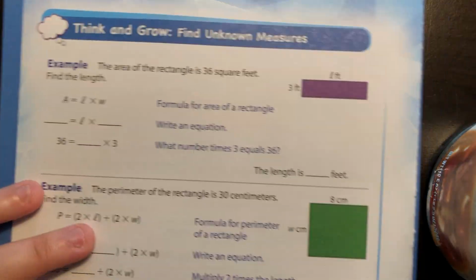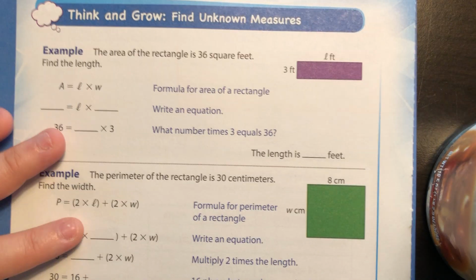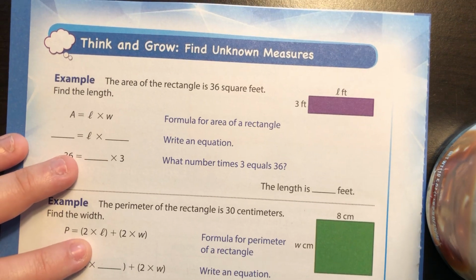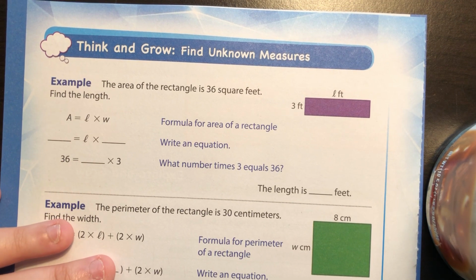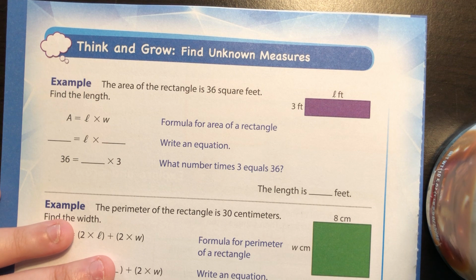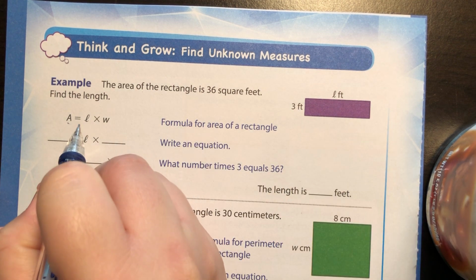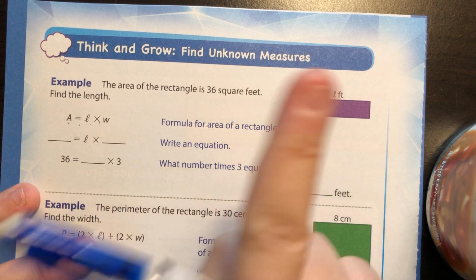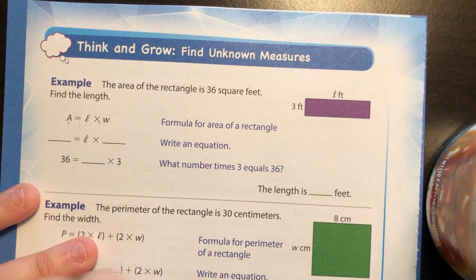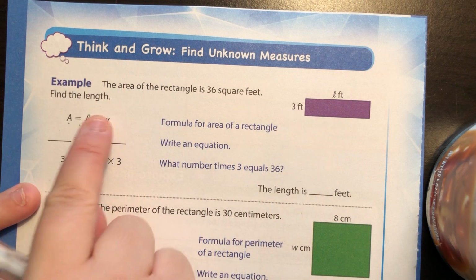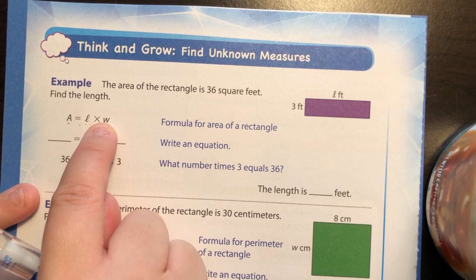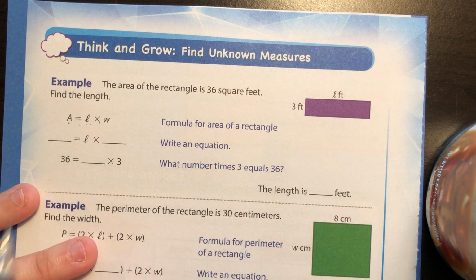Here we go. By the way, this is page 588, if you need to find it in your book. The area of a rectangle is 36 square feet. Find the length. Area. We know that area equals length times width. Only one length, only one width. And perimeter is 2 lengths and 2 widths added together. In area, it is one length and one width multiplied. There's a big difference there.